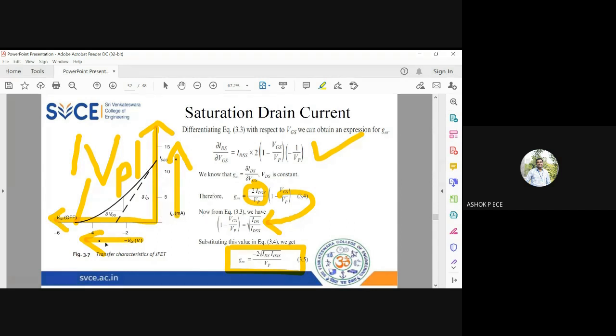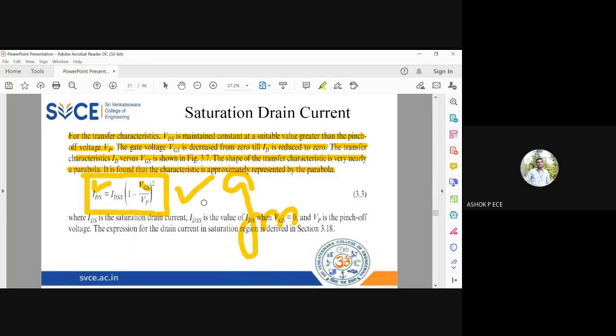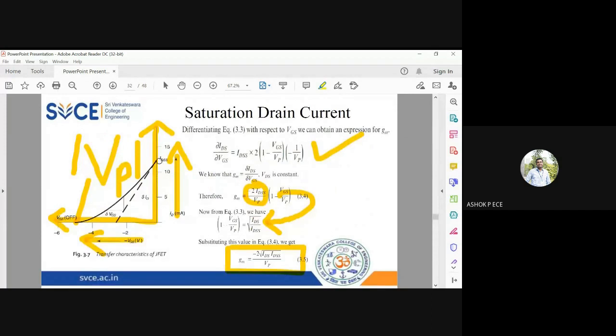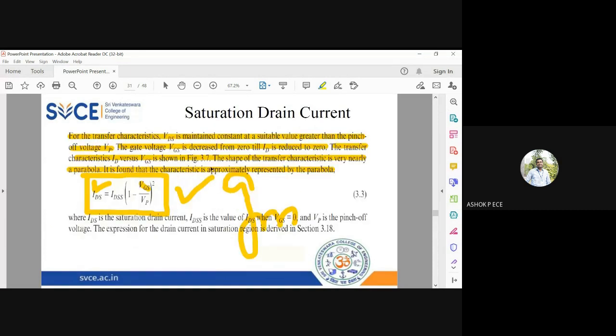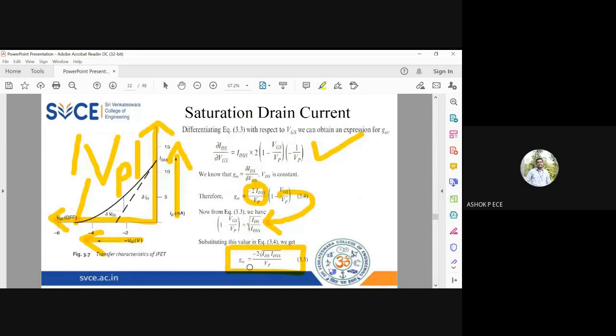And I'm drawing VGS against ID. Initially, when no VGS is applied, you have IDSS. In the expression, when you put VGS equal to 0, IDS equals IDSS. When you increase the value of VGS in the negative sense, the drain current decreases, and at one point the drain current becomes 0. That point is called your pinch off voltage, VP. So we have used this equation to derive the transconductance of JFET.